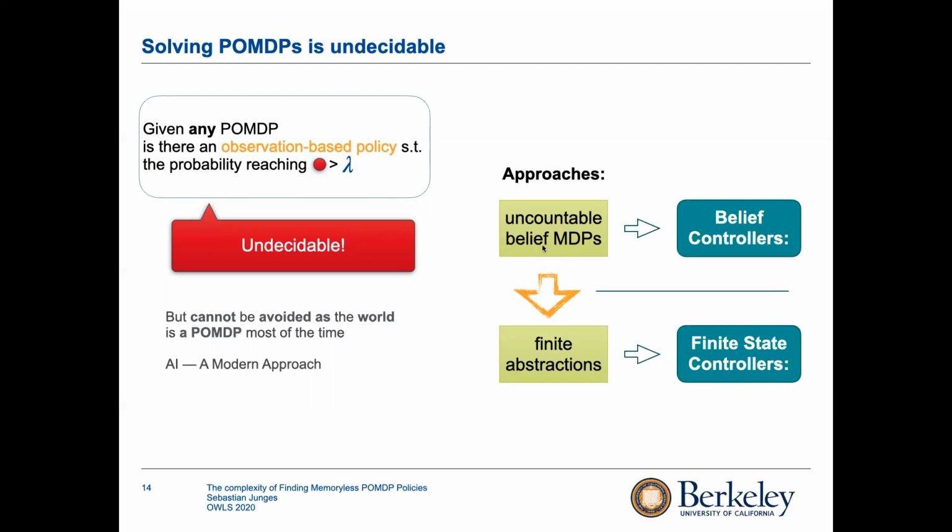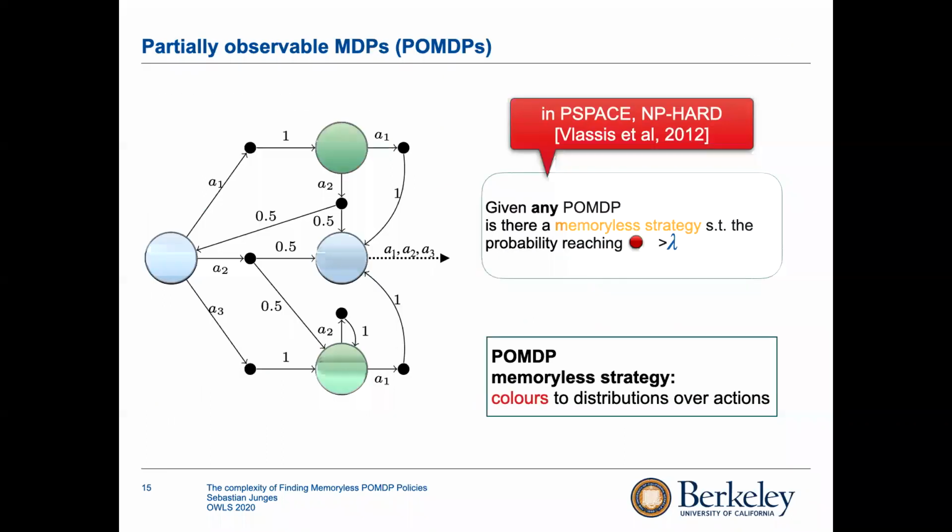But so what people either do is they look at something which is called belief controllers, where you transform your POMDP into an infinitely large Markov decision process, or you look at somehow making some abstractions, and then you try to find finite state controllers where the policy that you're encoding with them is limited in its size, and the problem becomes decidable. And we will be looking at a very special case of this lower part, that is the question whether there is a memoryless strategy or policy such that you reach the red state with a probability of at least lambda.